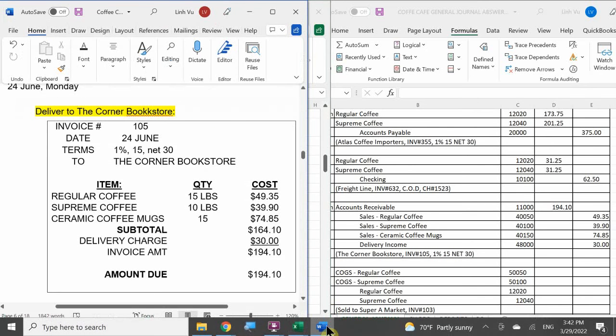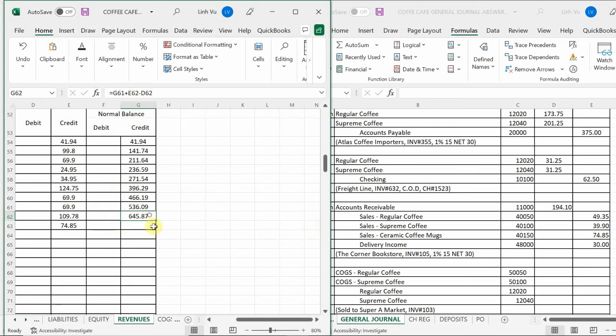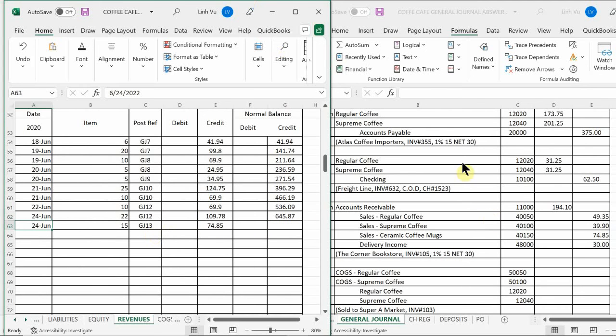And how many ceramic coffee mugs did I sell? Let's see. 15. We sold 15. Good. For a total of 74.85. So what is my grand total of sales for my ceramic coffee mugs? $720.72. Good.